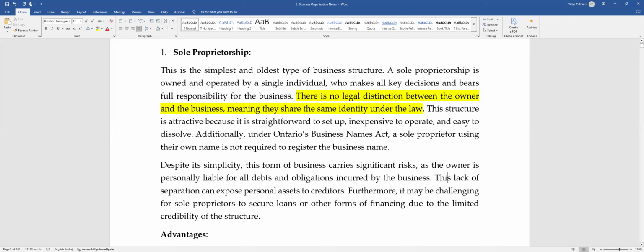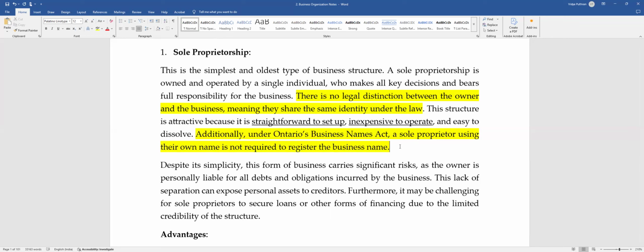Additionally, under Ontario's Business Names Act, a sole proprietor using their own name is not required to register the business name. As I was saying, the BNA here is the OBNA, that is Ontario's Business Names Act. So here, I am Vidya. If I want to use my own name, I can use that and I don't have to register. But if I am using any other name, then I have to register that particular name.